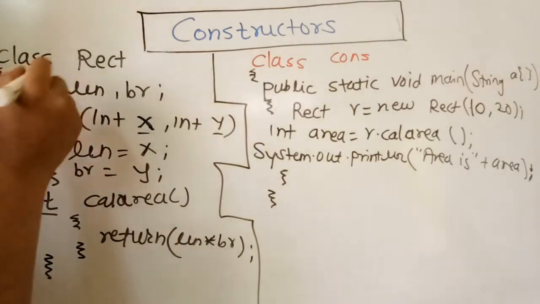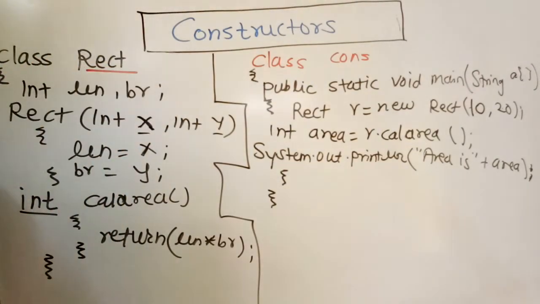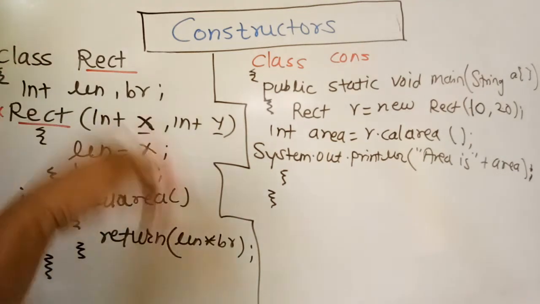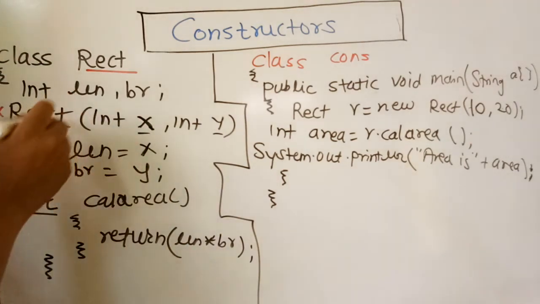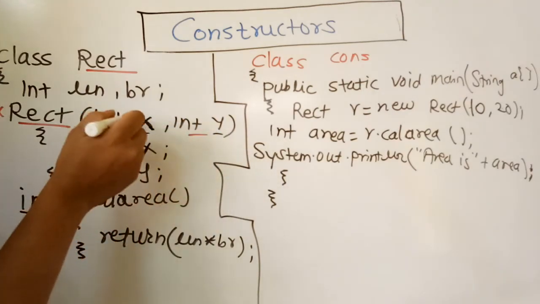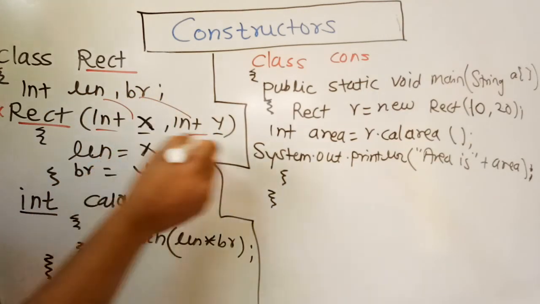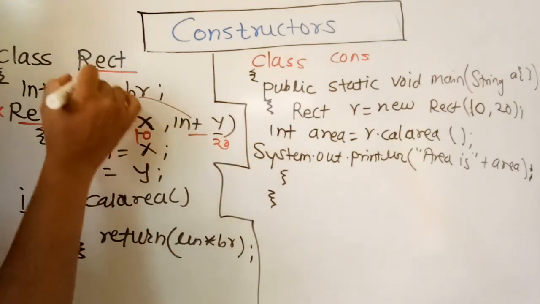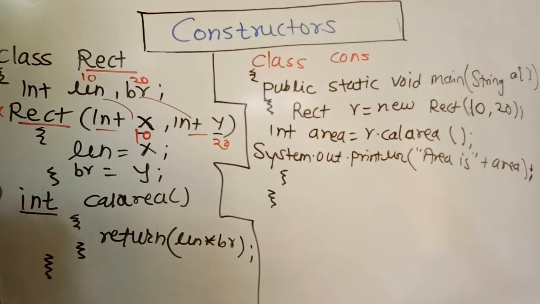Again I am repeating it. This is the class name and it is the constructor name. Both are the same, but it does not have any return type because it is an instance of a class. It is returning the object of the class, not any simple data type. Then these are the two dummy parameters. Passing values means this 10 and 20 are passed actually to this, and these are accepted by this, and then length and breadth are calculated here.